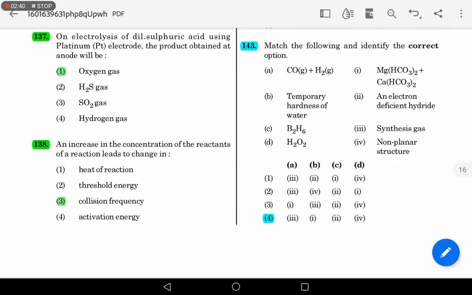The number of collisions per unit second per unit volume of the reaction mixture affects the rate. Another factor which affects the rate of chemical reaction is activation energy, but activation energy itself cannot change with increase in concentration of reactants. So you could find here rate equals ZAB, that is collision frequency, times e power minus Ea by RT. With increase in concentration of reactants, the rate increases. As a result, ZAB, the collision frequency, increases.